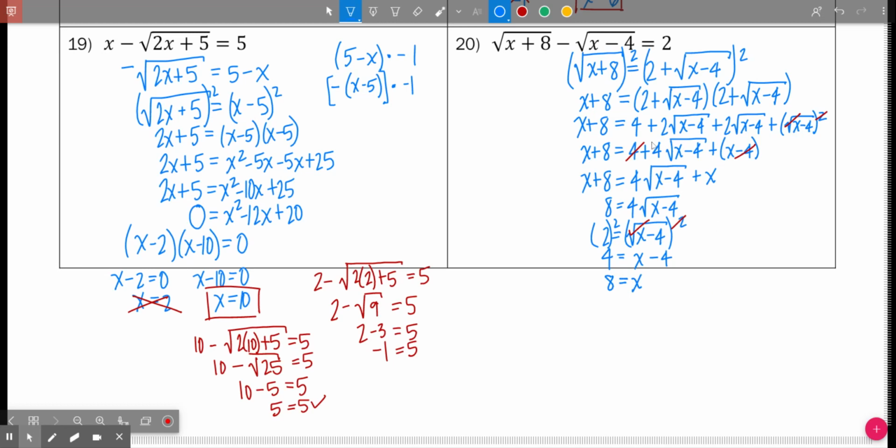So I just check that to make sure it works. I have the square root of 8 plus 8 minus the square root of 8 minus 4 has to equal 2. Well, 8 plus 8 is 16, and 8 minus 4 is 4. The square root of 16 is 4, and the square root of 4 is 2, and 2 is equal to 2.